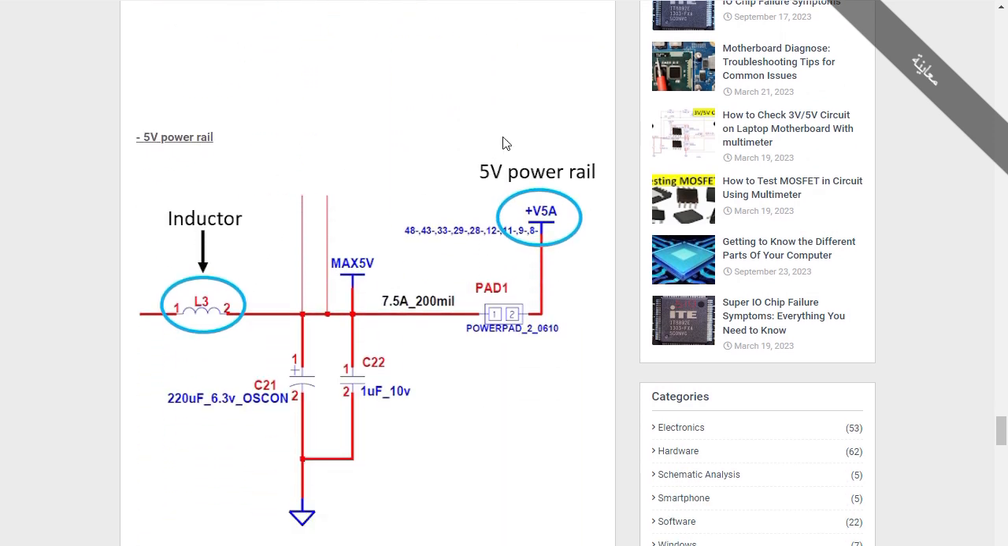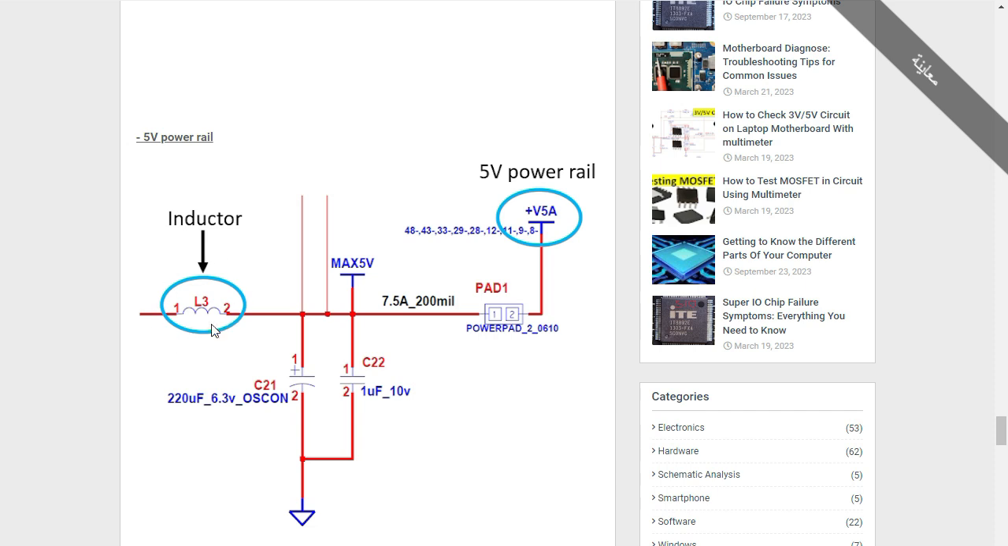Here we have the plus 5-volt power rail. Here we have the 5-volt power rail. Always you will find a pad or a test point here, where of course you can check whether you get this 5 volts or not. And of course here we have the inductor. Do you see? The inductor is connected directly to 5 volts, to the positive terminal, and here of course connected to the positive terminal of this polarized capacitor and also this capacitor, and these two capacitors are connected to the ground.